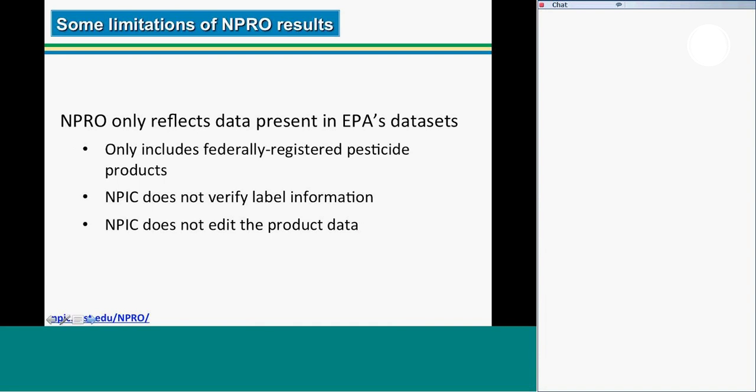So because the data come directly from these EPA data sets, there are a couple of limitations. NPRO isn't actually going to verify any of that label information, and we're not going to edit any of the product data. It's directly being recalled from those 2 tools. Also, it's only going to include federally registered pesticide products. So any of those PDFs are going to be federal products.